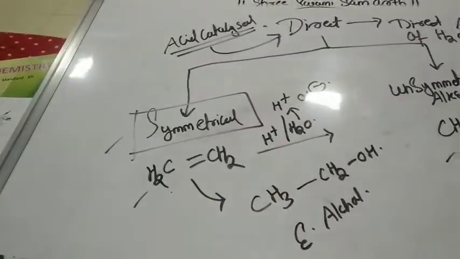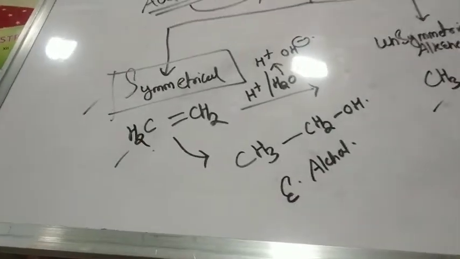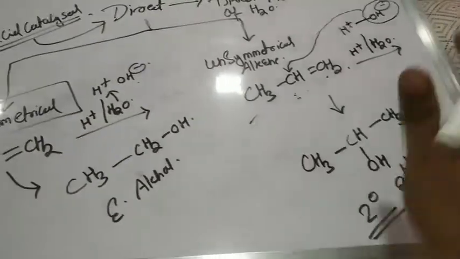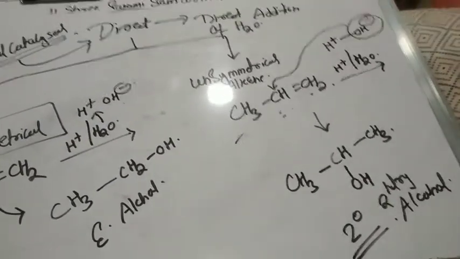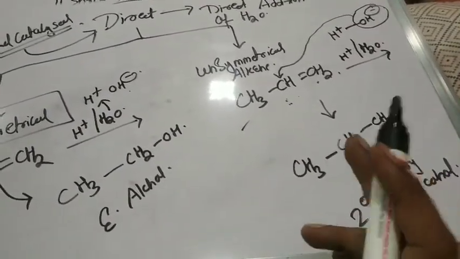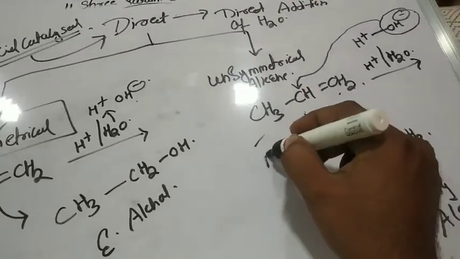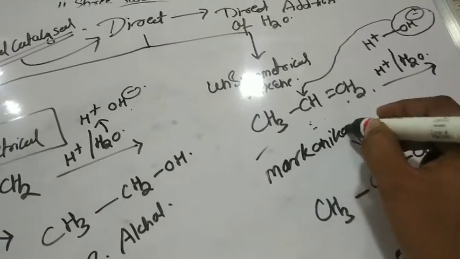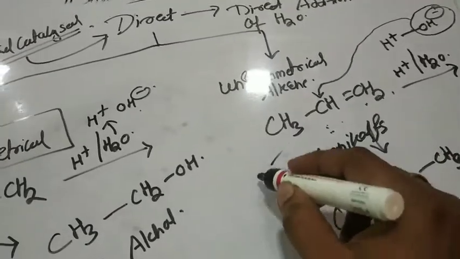Symmetrical के केस में कोई प्रॉब्लम नहीं है, सीधा एडिशन कर दो, you will get the product, right? एक को H डाल दो, एक को OH माइनस डाल दो. But when it comes to the unsymmetrical, there you have to either go by the Markovnikov's or you have to go by the anti-Markovnikov's, right? So यहाँ पे हम लोग क्या यूज करेंगे? Markovnikov's रूल यूज करेंगे. करेक्ट स्पेलिंग के लिए यू कैन लुक इनटू योर टेक्स्ट बुक, राइट? ओके.